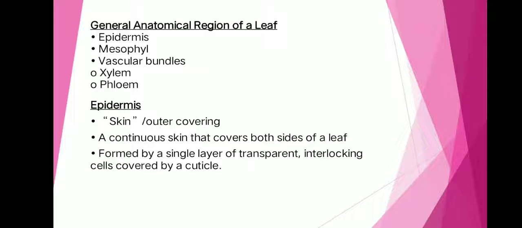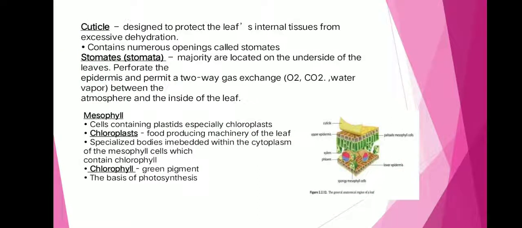Outermost protoderm-derived layer of a cell, covering the stem, root, leaf, flower, fruit, and seed parts of a plant. Cuticle designed to protect the leaf's internal tissues from excessive dehydration. Contains numerous openings called stomates, the outermost layer of the plant which covers leaves.